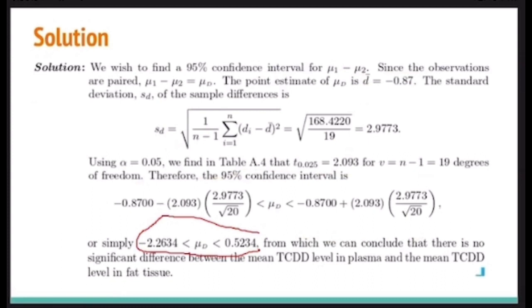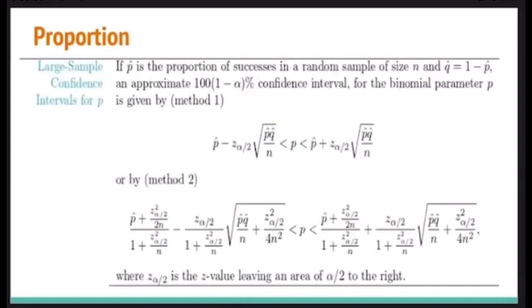Okay, I said from which we can conclude there is no significant difference between the mean TCD level in plasma and the mean TCD level in fat tissue. Don't forget, the TCD level in plasma and TCD level in fat tissue, they measure them from the same individuals. Does that make sense? Okay. Any question? I'm done with the means.